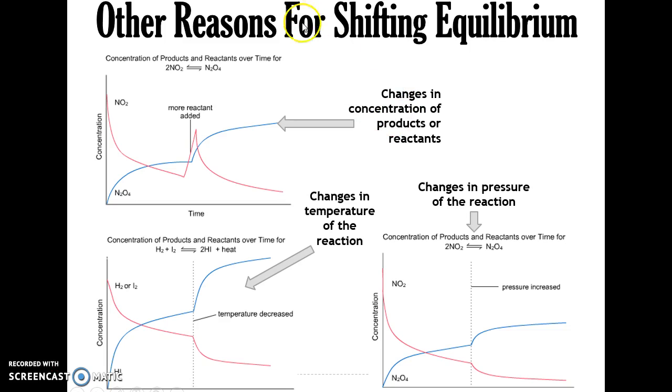And here are some other reasons for shifting equilibrium. It could be due to changes in concentration of products or reactants. So if we add in more reactants, or if we take away products. Temperature changes can also affect equilibrium, and the same thing with pressure changes can affect equilibrium.